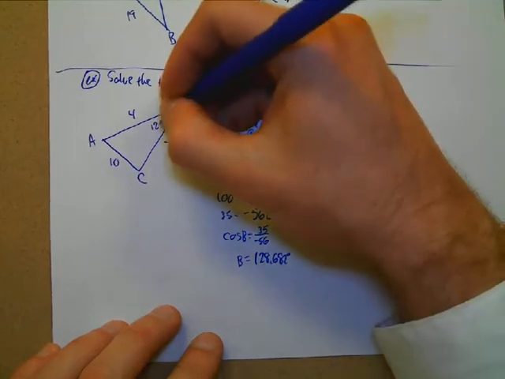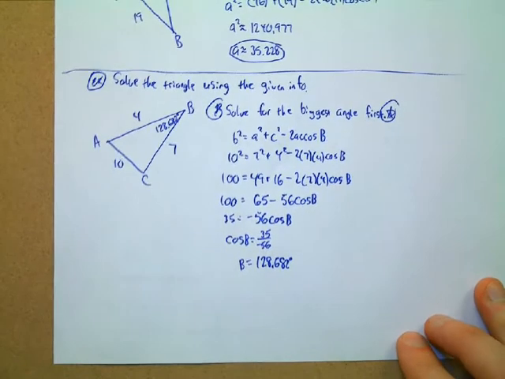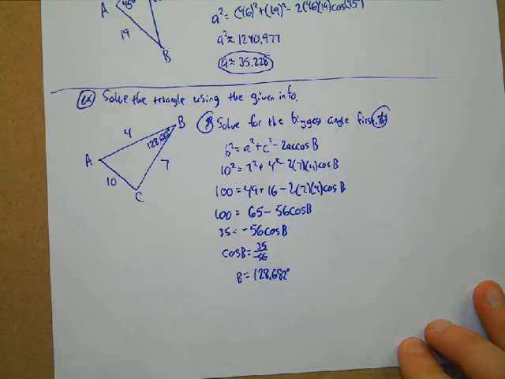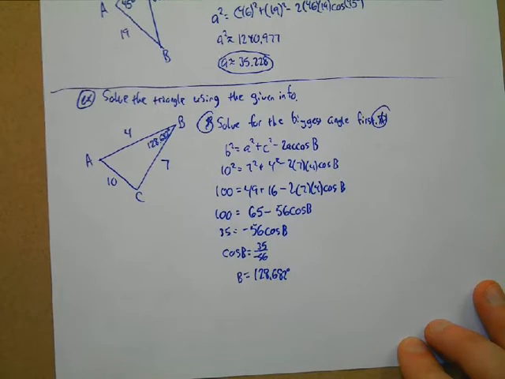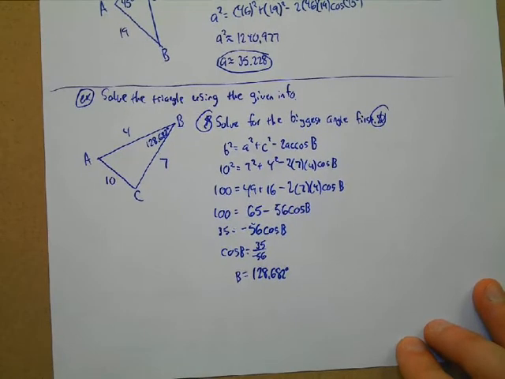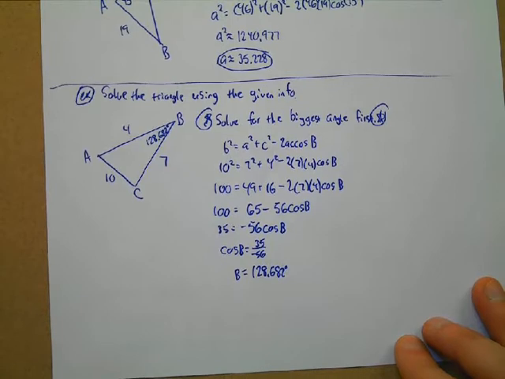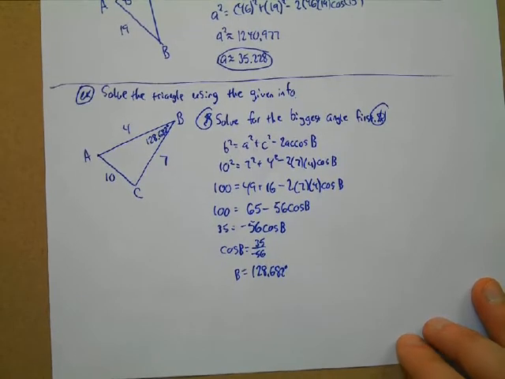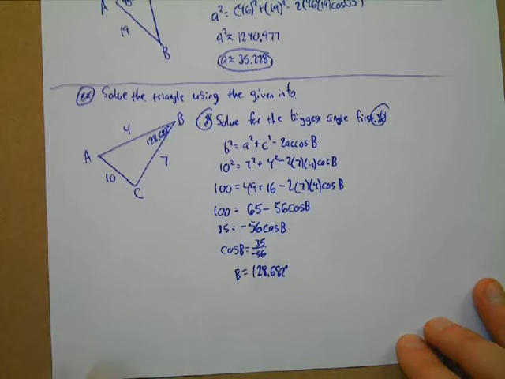Now at this point, what can we use to solve for the rest of the triangle? Law of sines. From here on out, law of sines. Please don't try and use any more law of cosines. In fact, we only need to use one more law of sines. It doesn't really matter which angle you choose to solve for. I'm going to just solve for angle A here. So let's just do angle A.